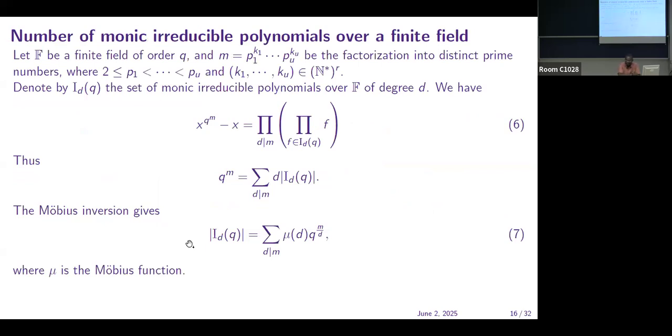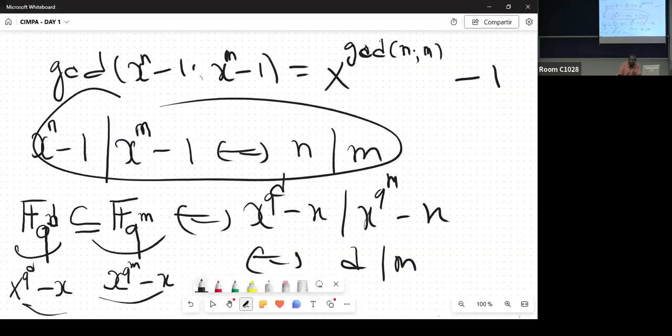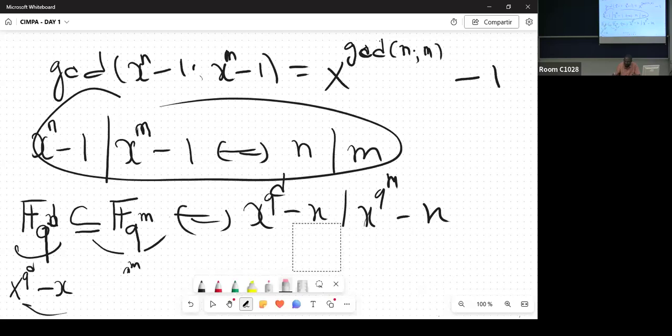You can prove that for any prime number and any positive integer, a monic irreducible polynomial exists. Okay, you go to the board to explain that.